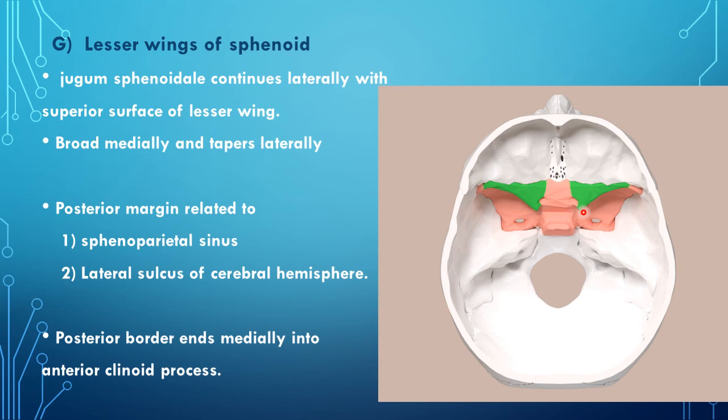Further, the posterior border of the lesser wings, as we trace it medially, we can see there is a projection here on either side. This is called the anterior clinoid process. So the posterior border traced medially ends in the anterior clinoid process, and this anterior clinoid process gives attachment to the free margin of tentorium cerebelli.